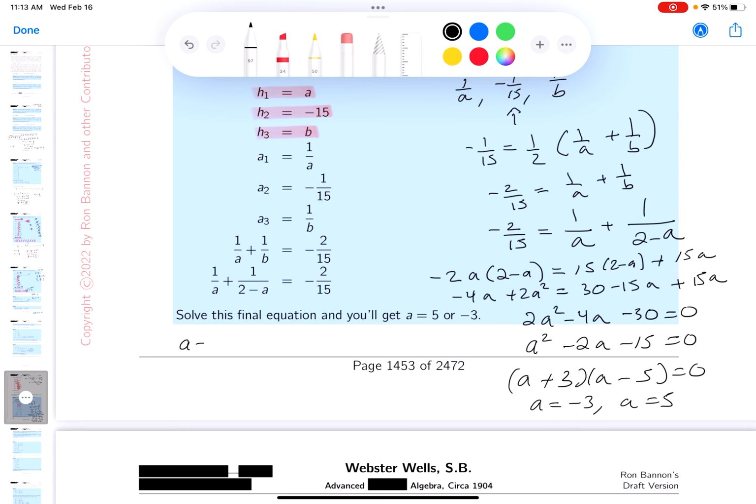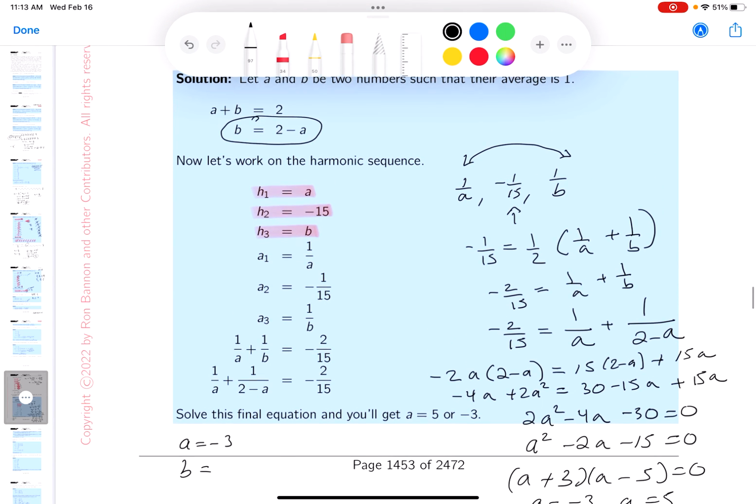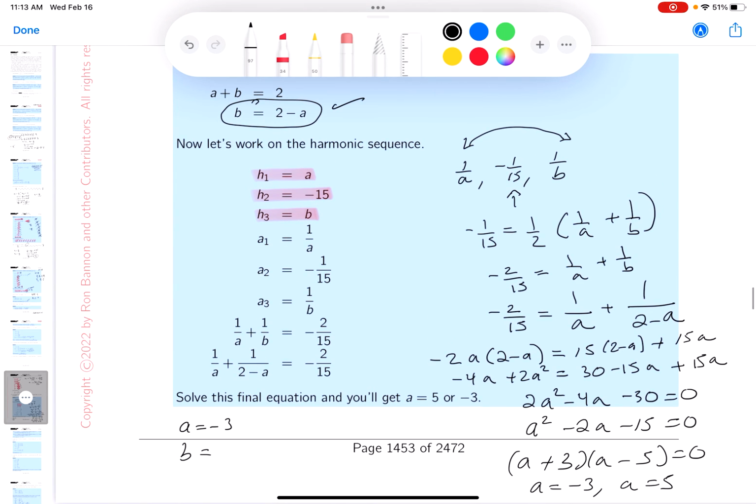So if A is -3, B would be, well, I'm going to go up here and put that down. B would be, I'm looking at this up here, by the way. The B would have to be what? 5. And let's write this down. Let's say the A were 5. What would the B be? The B would be what? 2 minus 5, which is -3.